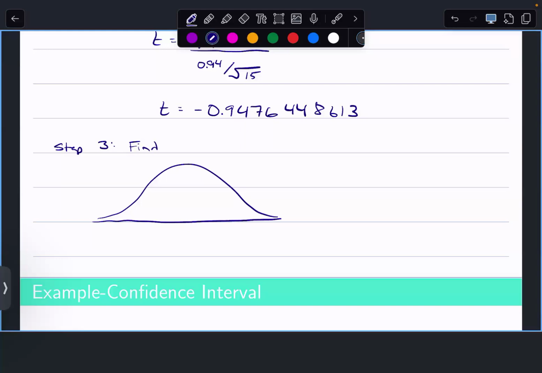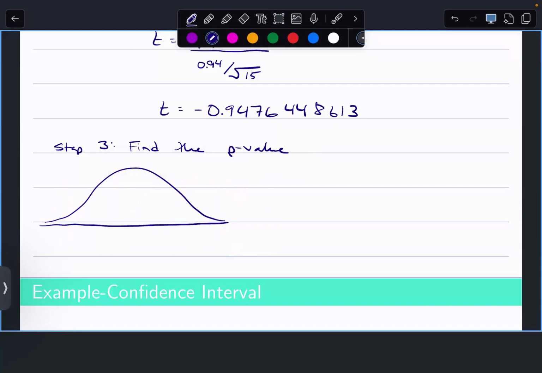Step 3, find the p-value. If we draw this thing, T is centered on 0, and we found a t of negative 0.948, let's say. Which means the p-value is the probability of seeing something as extreme or more extreme, which is this area here. This is the one-sided p-value.